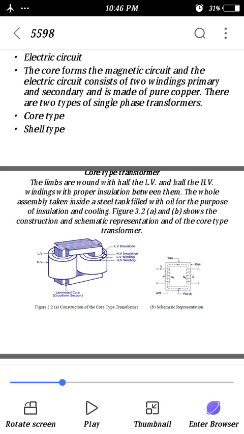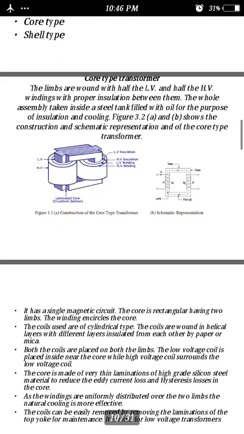The limbs are wound with half the low voltage and half the high voltage windings with proper insulation between them. The whole assembly is taken inside a steel tank filled with oil for the purpose of insulation and cooling. So the whole setup, we place inside a steel tank. The steel tank is already filled with oil for insulation as well as cooling. So this is the diagram for the core type transformer.